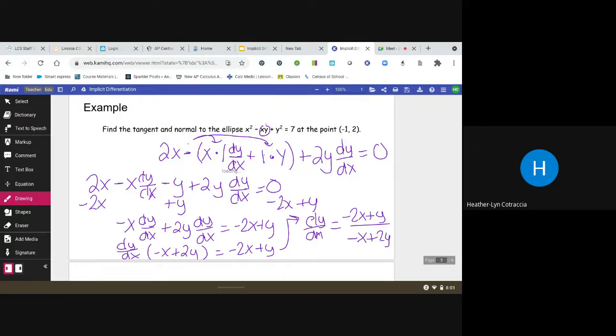Okay, so I'm going to move up to the top. To find the tangent, we're going to just plug in the values there. So slope will equal negative 2 times negative 1 plus 2, all over negative negative 1, which is a positive 1, plus 2 times 2.